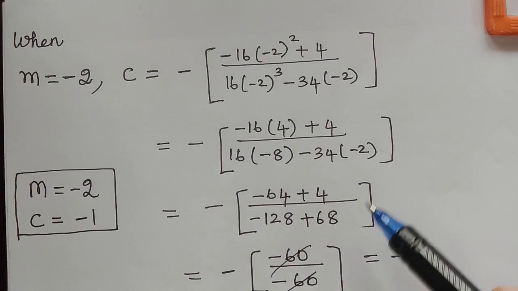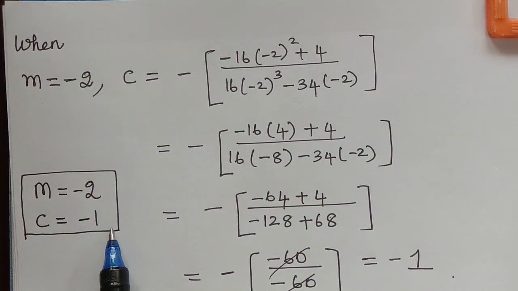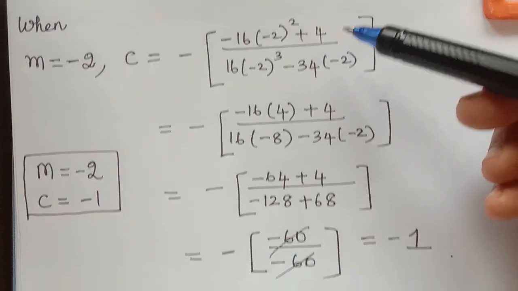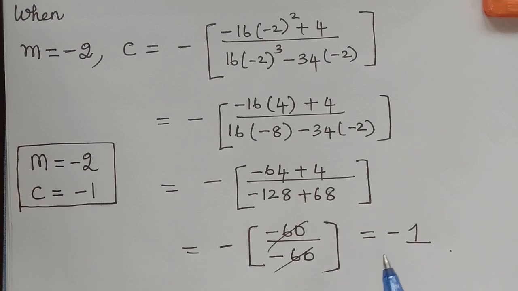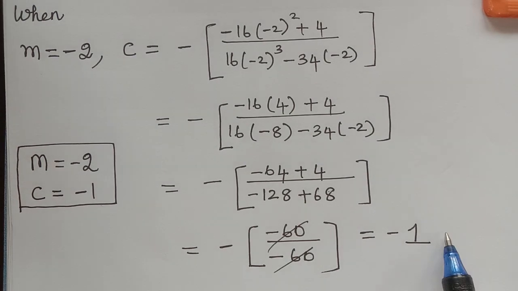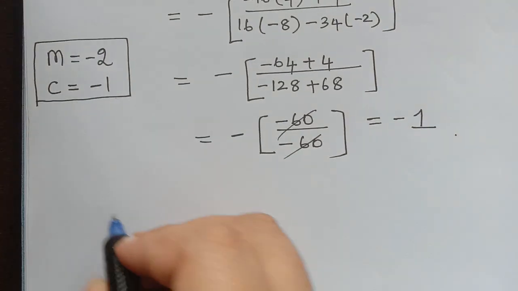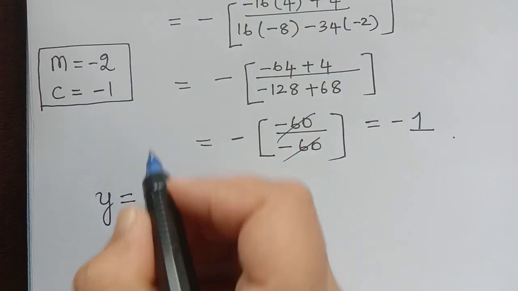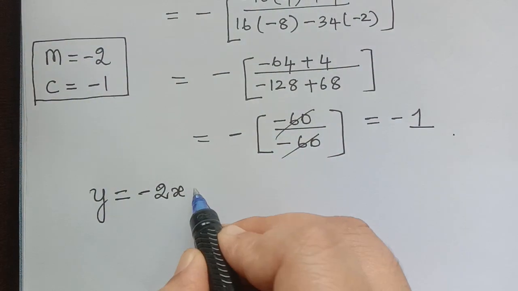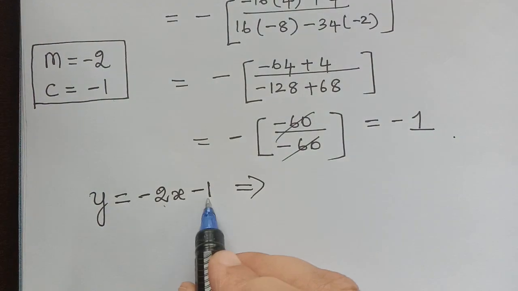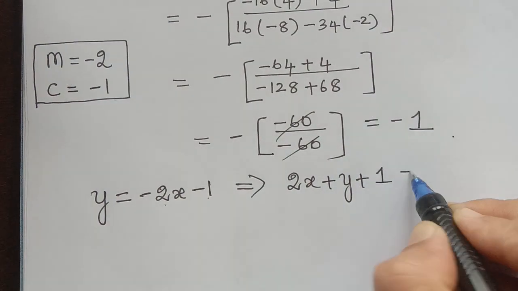For the other value, I have worked out here. For m equal to minus 2, we obtain the value of c to be equal to minus 1. You can just go through how I have calculated the value of c, and I have obtained c to be equal to minus 1 in this case. And so what will be the asymptote of this? In this case, y will be equal to mx plus c. So y will be equal to minus 2x plus c. But what is c? It is minus 1. So from this, taking these two terms to the other side, we get 2x plus y plus 1 equal to 0.